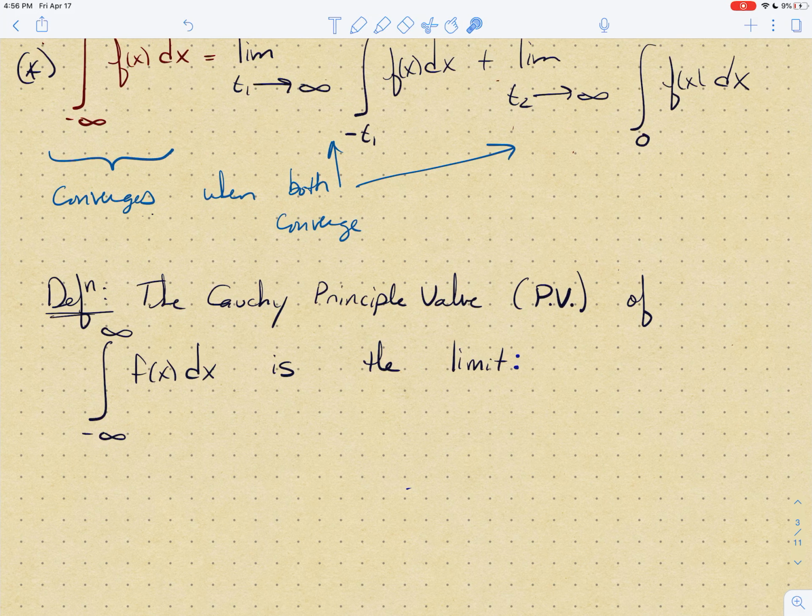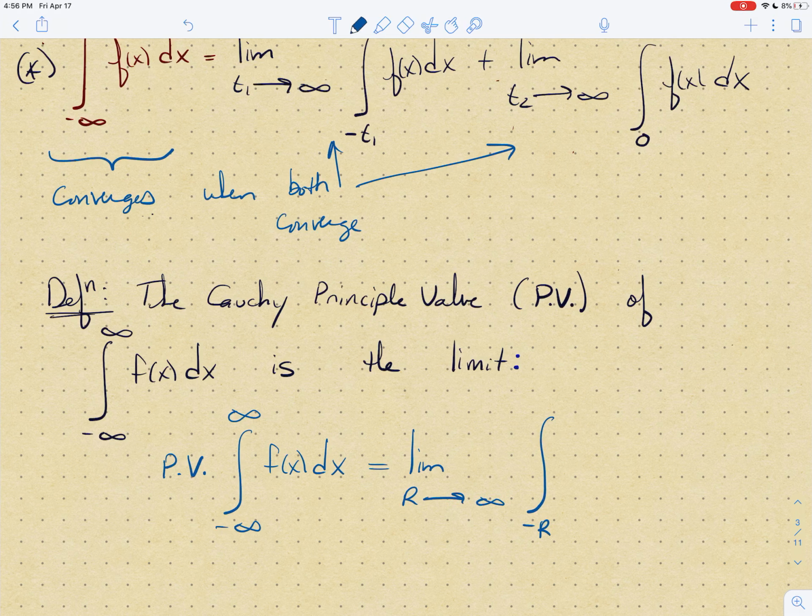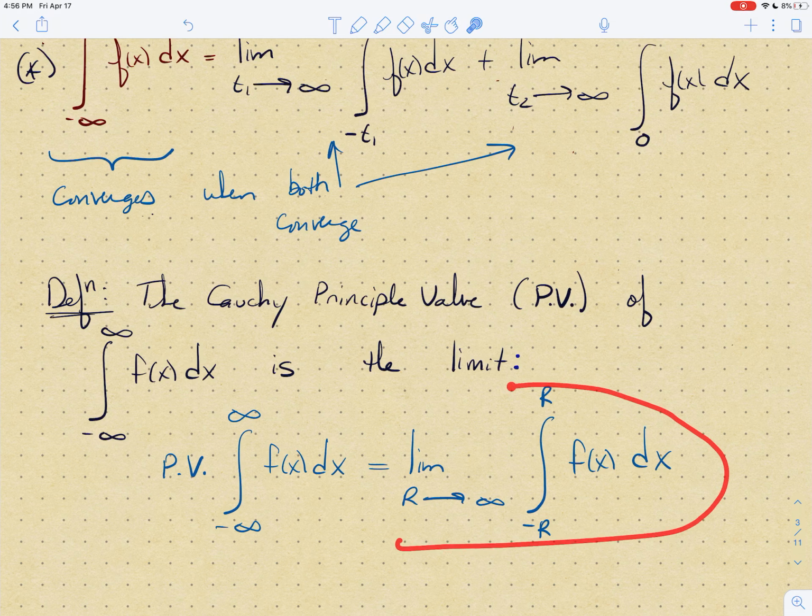Now I'm going to give you a definition. The Cauchy principal value of this improper integral is the limit, and first off we're going to write this PV, integral from minus infinity to infinity of f of x dx. That stands for principal value, and this is the limit. I'll probably switch to just an R here for reasons that you'll see later on. R goes to infinity of the integral from minus R to R of f of x dx. Okay, so of course this is all provided that this limit exists. So the Cauchy principal value exists precisely when this limit exists.